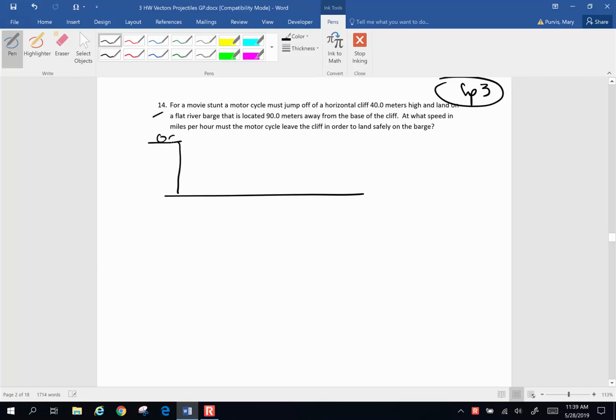So our little motorcycle is up here, and I'll put a little driver on there. This little motorcycle stunt person is going to go wee like that. We know the cliff is 40 meters high. We know the barge is located 90 meters away. Our question is, at what speed must the motorcycle leave the cliff?